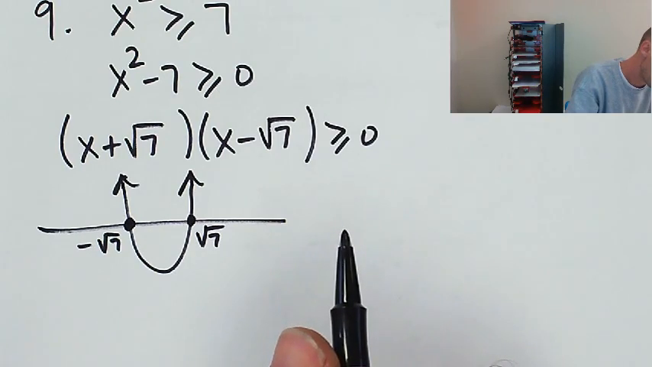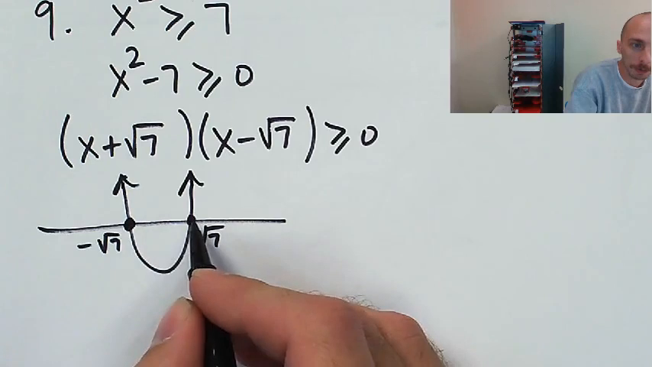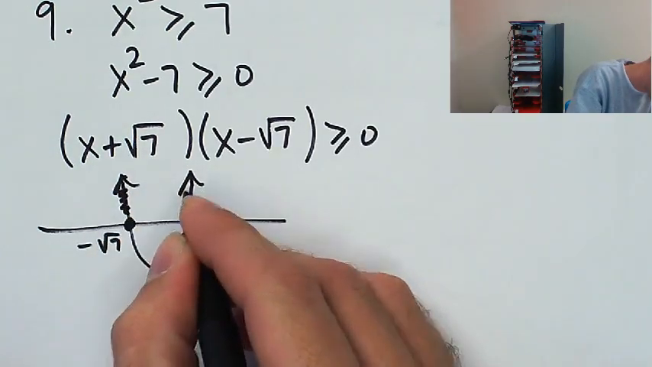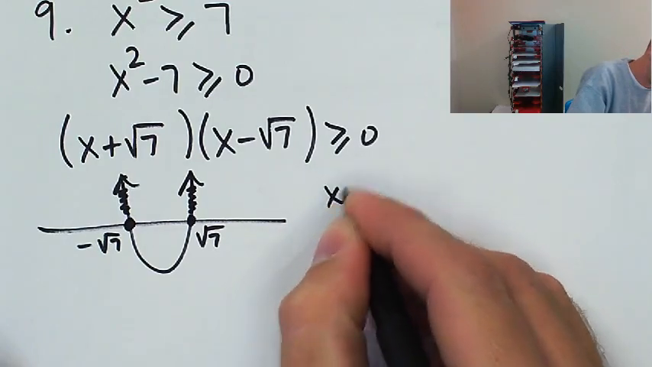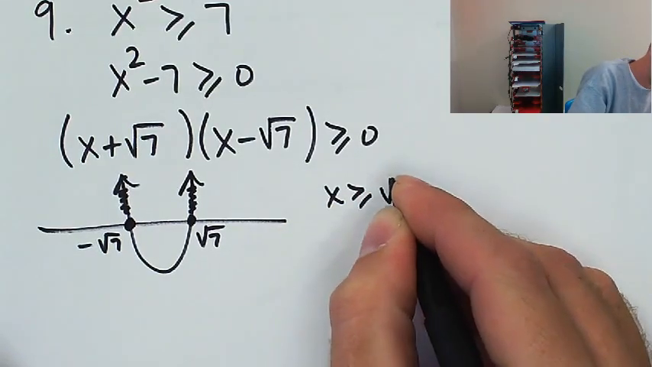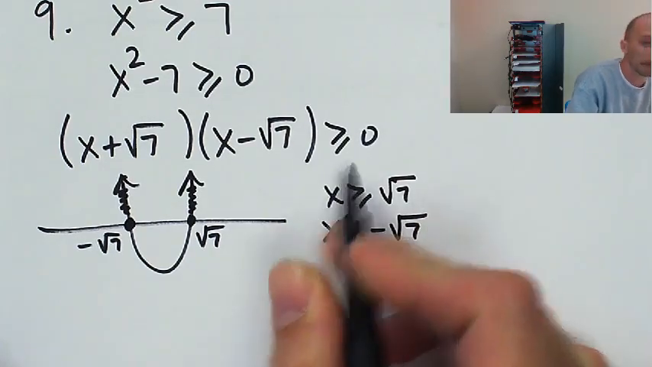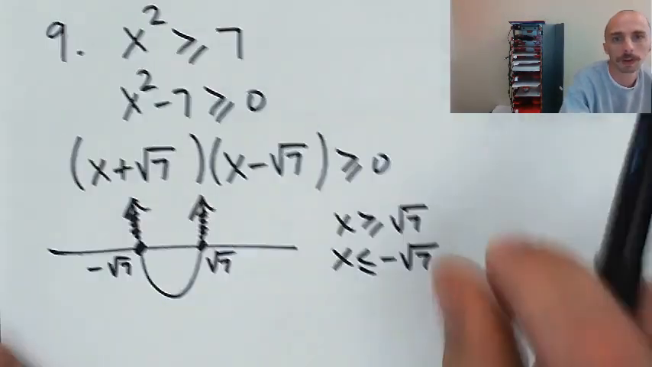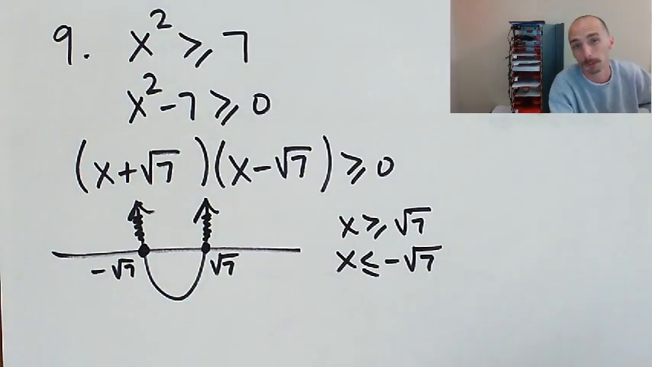Greater than or equal to 0. Here are the places where it's equal to 0. Here are the places where it's greater. So I'm going to say x greater than or equal to square root of 7, or x less than or equal to negative square root of 7. And this is why you can't just take the square root of both sides of an inequality and have the solution, right? We have to think about what happens when we square a negative number, basically.